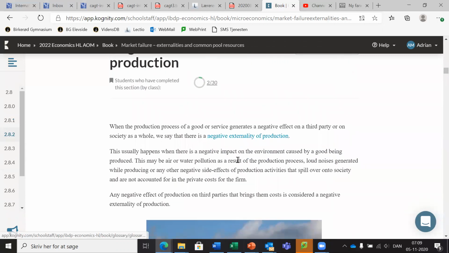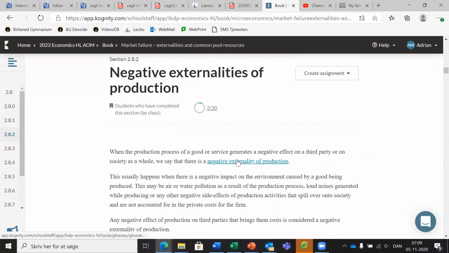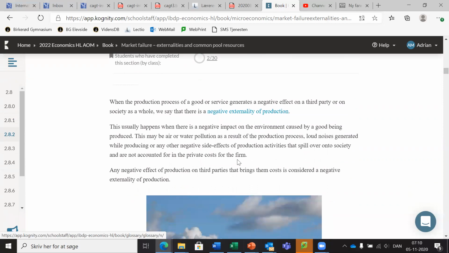Negative externalities of production. So we're now on section 2.8.2. What I'm going to do here is show you how the diagram works, and how we can do something about this. So it's like, what can the government do about this? So, negative externality of production.